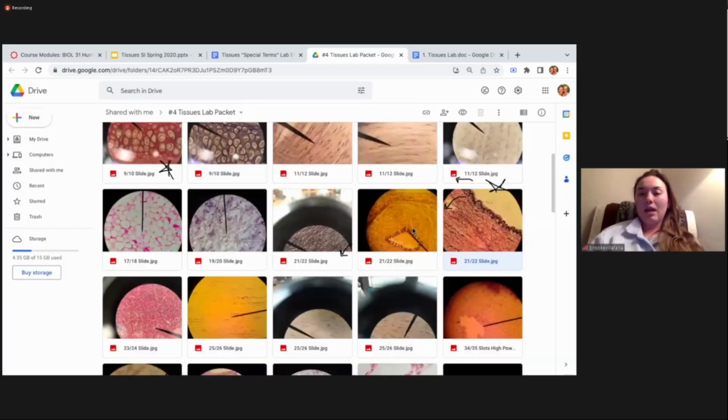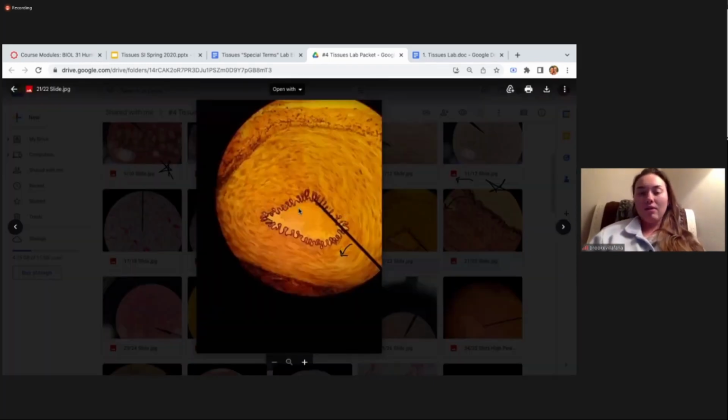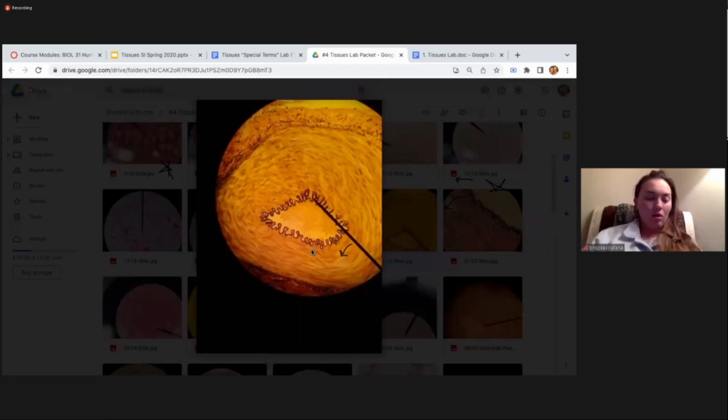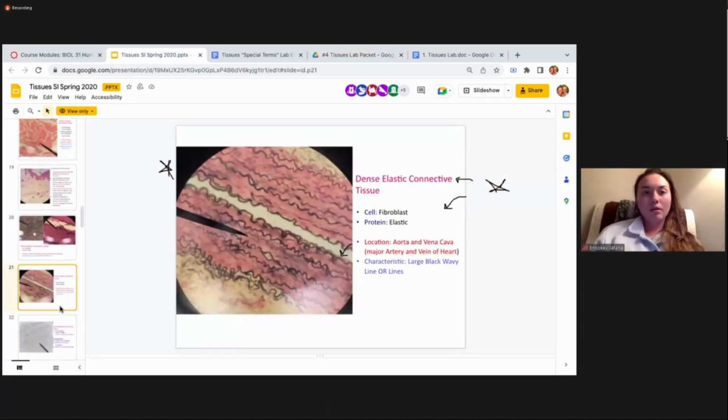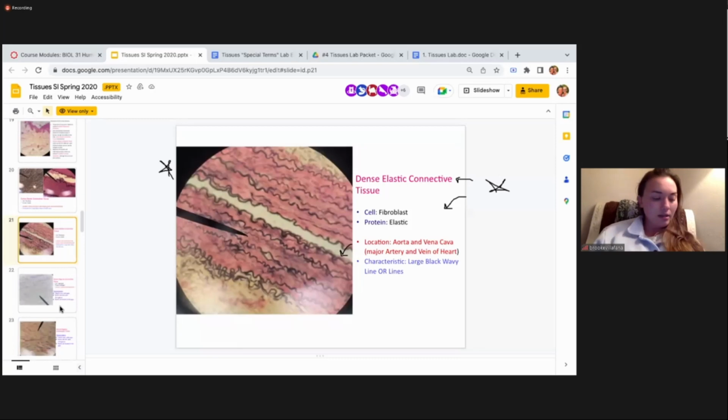Why? Because this is the aorta or the vena cava. So this is what fills with blood when your heart pumps blood out to your body. So if you picture that, it would need to accommodate a large volume of blood. Okay. So that was dense elastic connective tissue.